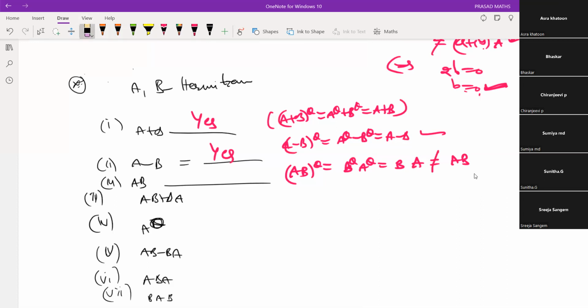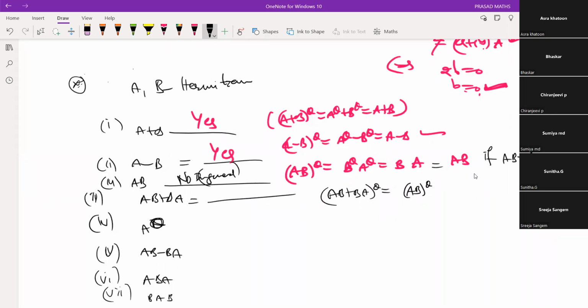In general, this is no. But if you provide AB equals BA, it is Hermitian. If the matrices commute, then it is Hermitian. Otherwise, it will not be. Is it clear? Okay, sir. Now the question is, AB plus BA, is it Hermitian?